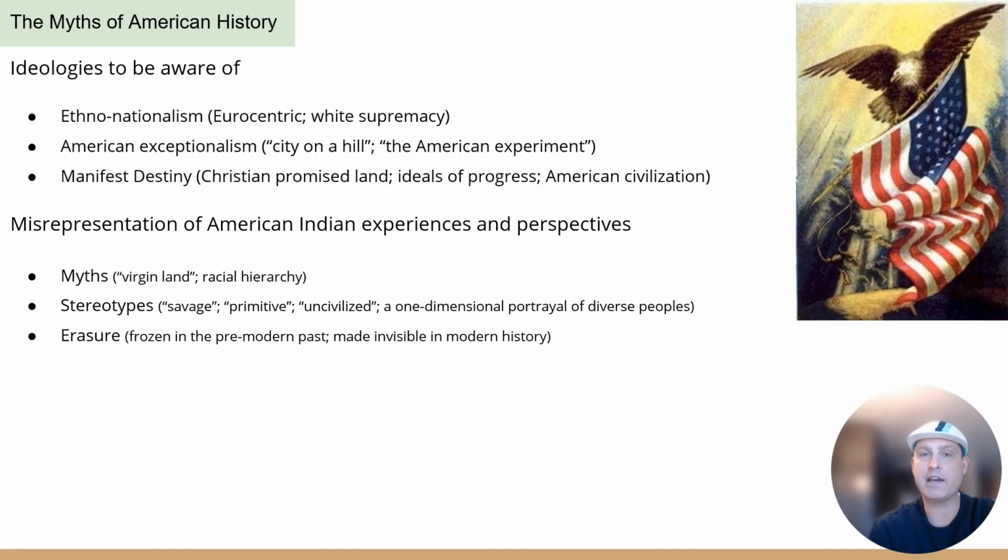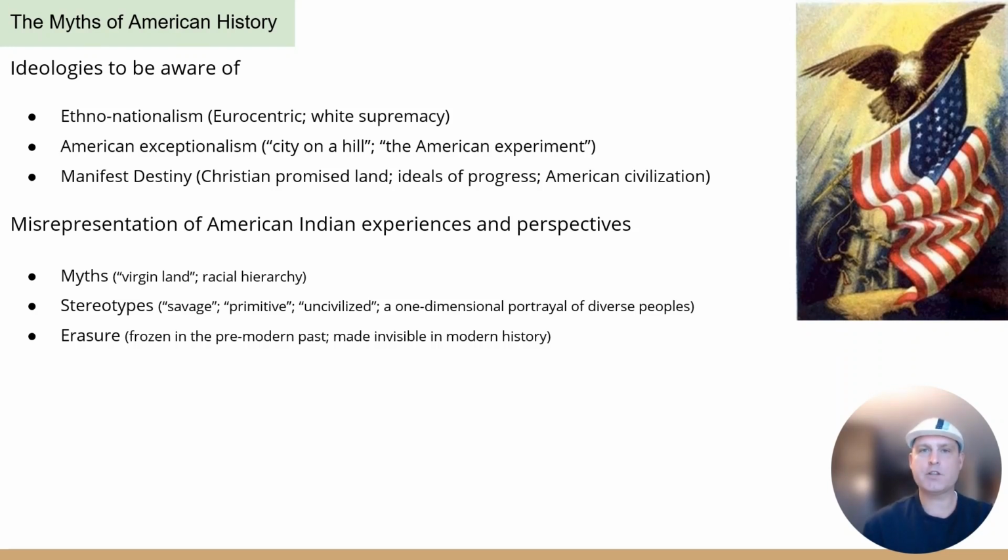Another issue is manifest destiny, which is similar to the city on a hill narrative. It's the idea that the American nation state is a Christian promised land. This entails the ideal of progress in American civilization. And again, all these images of what America is are kind of a distorted picture of what actually really happened in history. And it really limits the meaning of American history to a very small point of view.